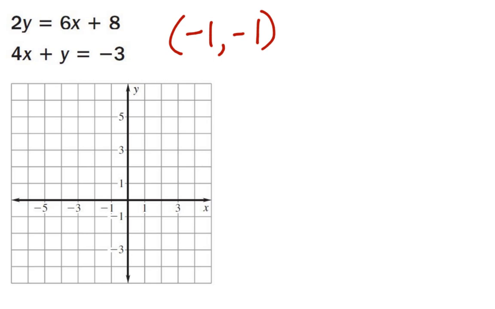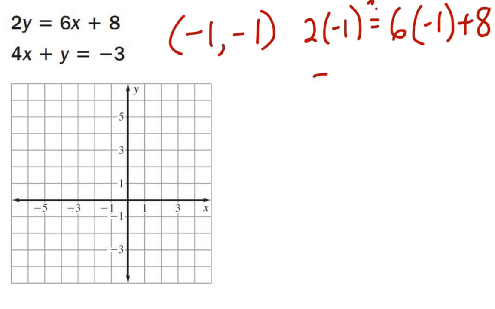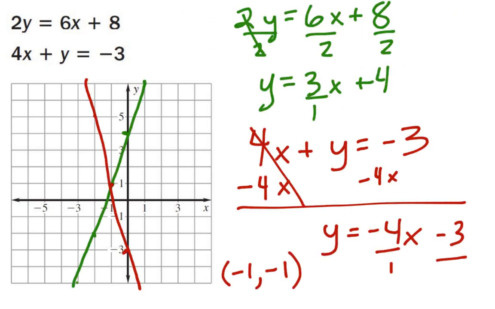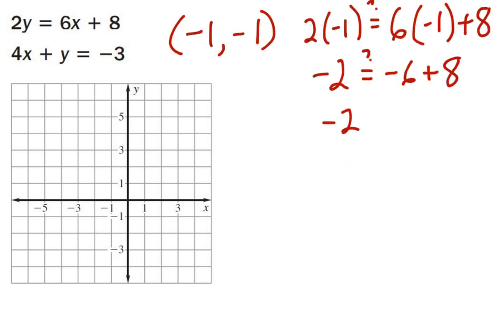So 2 times negative 1 should be equal to, and I'm going to put a question mark because I'm checking, 6 times negative 1 plus 8. So I get negative 2 could be equal to negative 6 plus 8, and sure enough, I just caught my mistake. It's not -1, -1 as the solution, it's -1, +1. So that's going to make a difference.